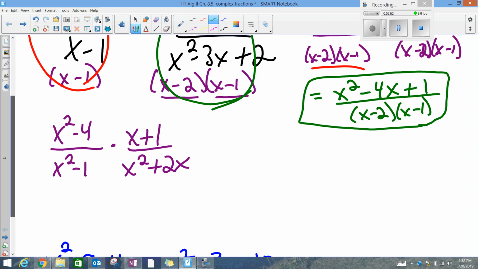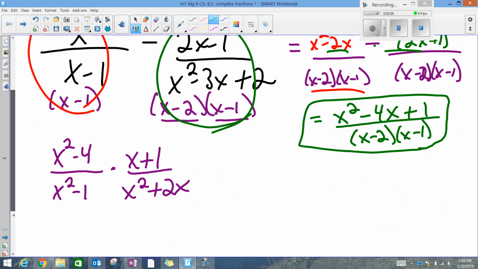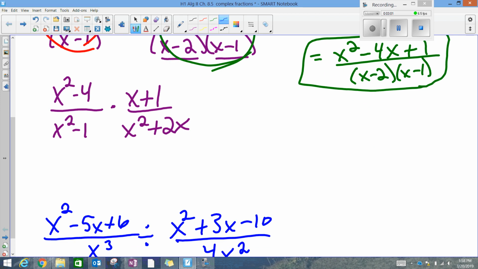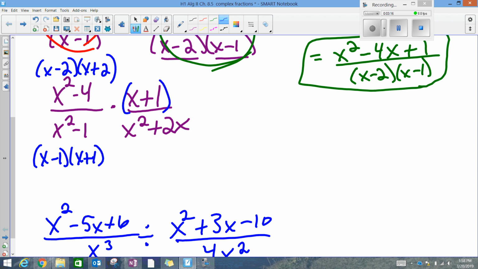Now on multiplying, again, remember multiplying we like a little bit better. It's a little bit easier because all you need to do is factor everything and then cancel top and bottom. So we look at this one, x squared minus 4 factors to x minus 2, x plus 2. X squared minus 1 factors to x minus 1, x plus 1. X plus 1 is itself a factor. It can't be simplified, so we leave it. X squared plus 2x, I can take out a GCF, and it factors to x times x plus 2.